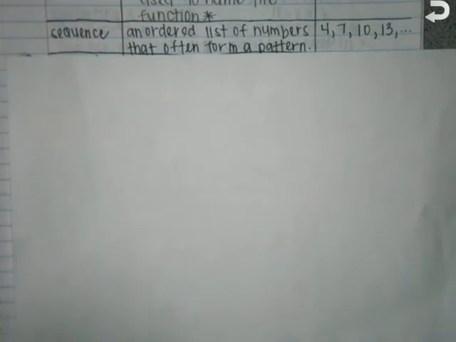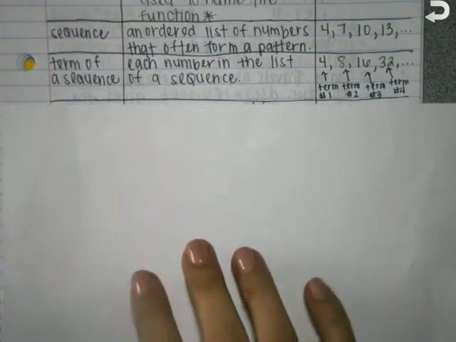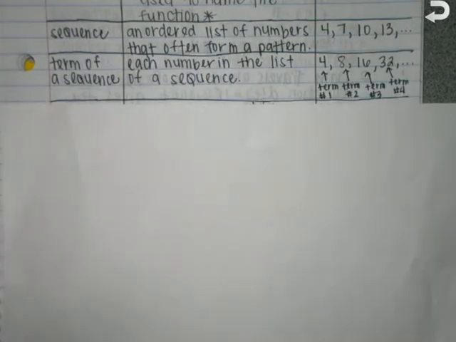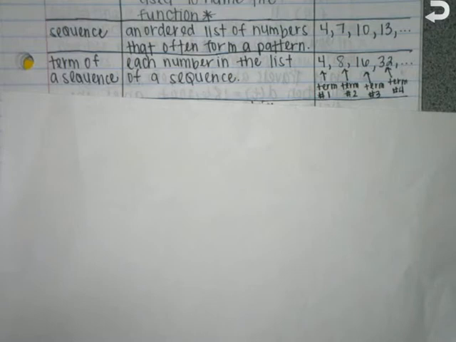Okay, so a sequence is the list, and the individual numbers in the list are what we call terms of a sequence. Okay? So the term of a sequence is each number in the list of the sequence. So I made up another sequence, 4, 8, 16, 32. Does anybody know the rule for that one? Times 2. But what I did is I labeled each individual term. So 4, 8, 16, 32 is the actual sequence.